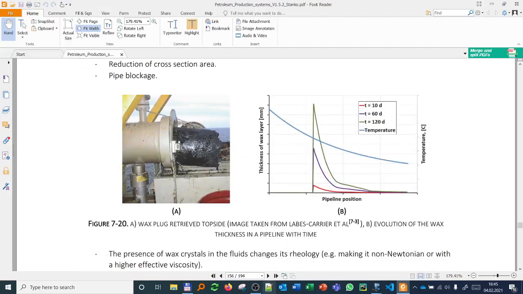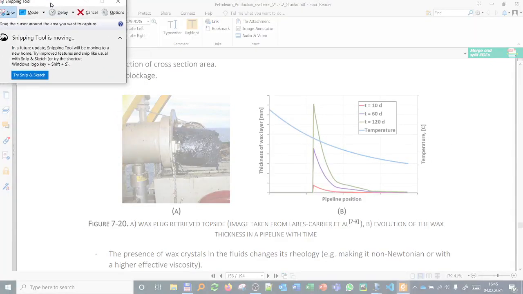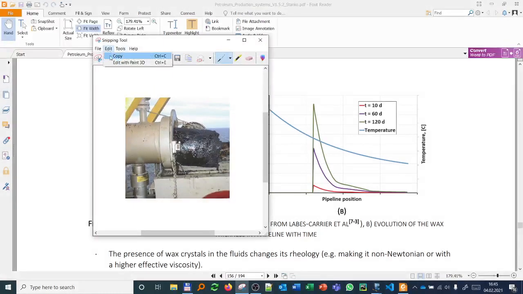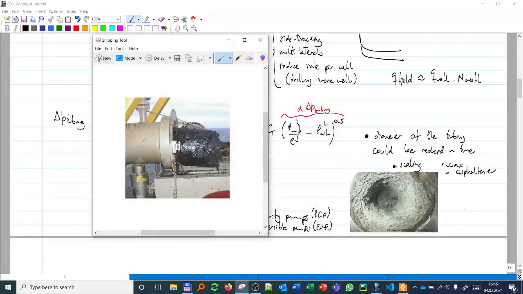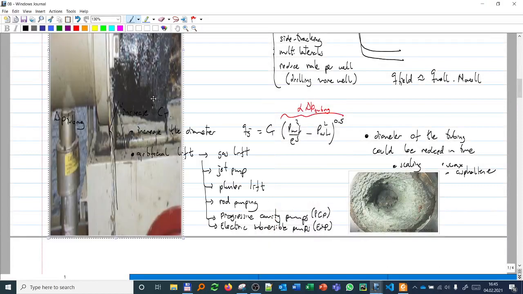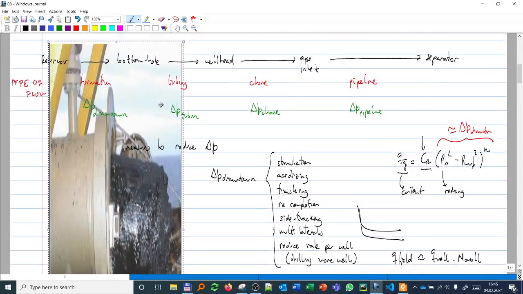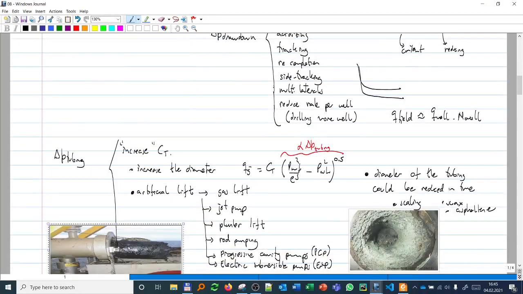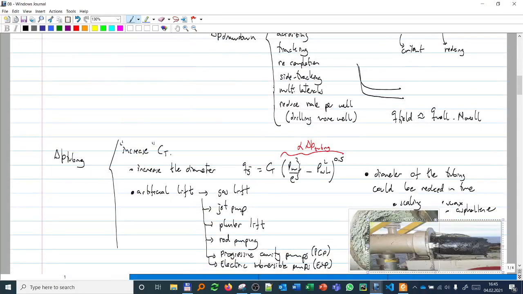Okay, here we have one, which is a famous photo by Statoil. That's a wax plug, so we can have the same thing. This happens usually on the flow lines, but also can happen in the tubing. So I need to have a scraper.